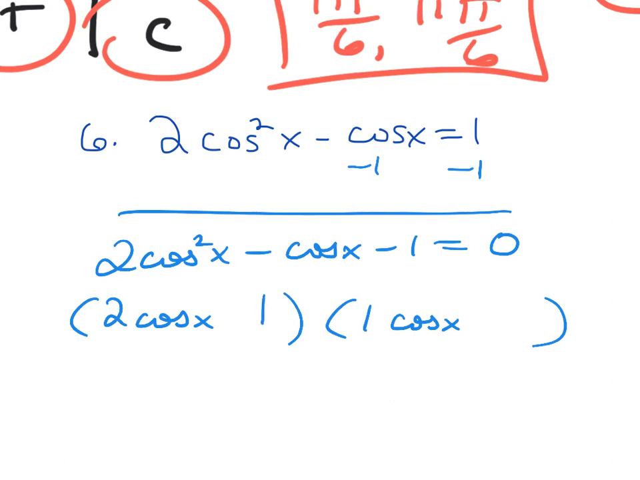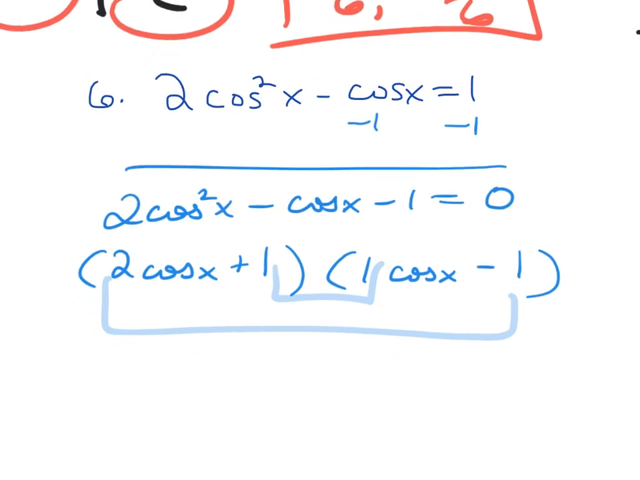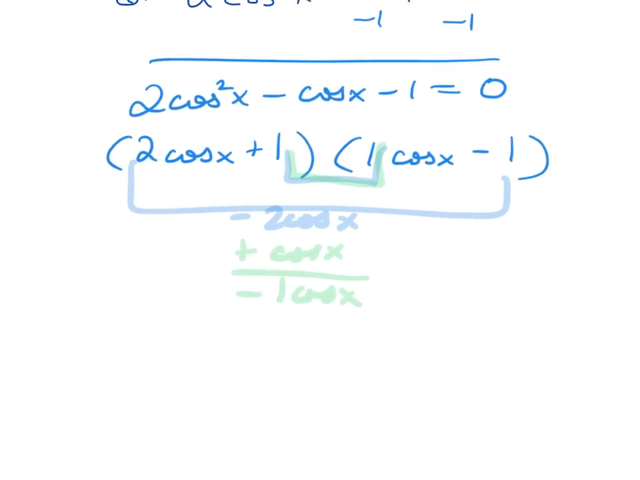So I could put 1 and 1 here. Let's try to put a plus on that one. So when you FOIL this, you're double checking that outer and inner gives you negative 1. So when I do this one, I get negative 2 cosine x. And when I do this one, I get positive 1 cosine x. When I add them, I get the negative. So I put my signs in the right spot. So now I set each one equal to 0.